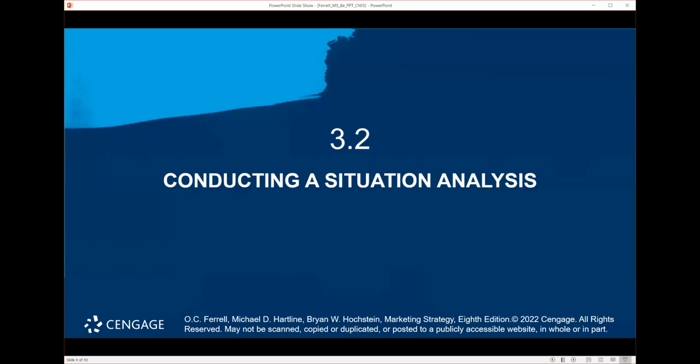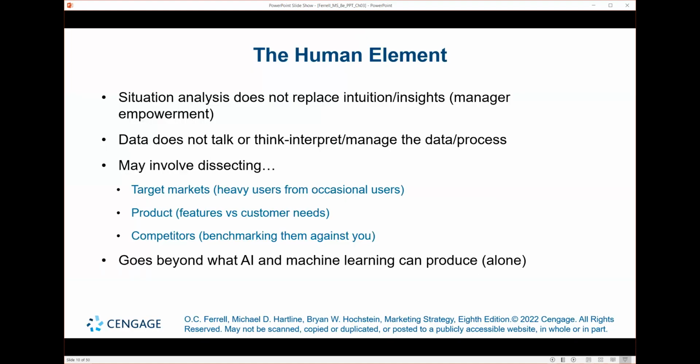And so, how do we use big data to conduct our situation analysis? Now, before I go on, let me first throw a caveat out there and realize that situation analysis does not replace human intuition, our own particular insights. The data does not talk, it doesn't think, it doesn't interpret.